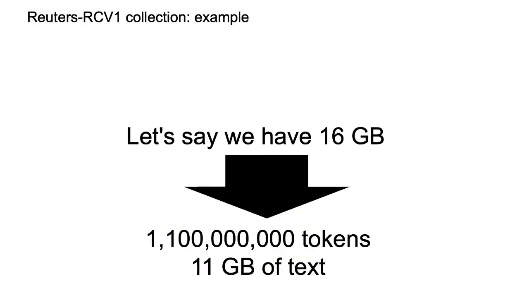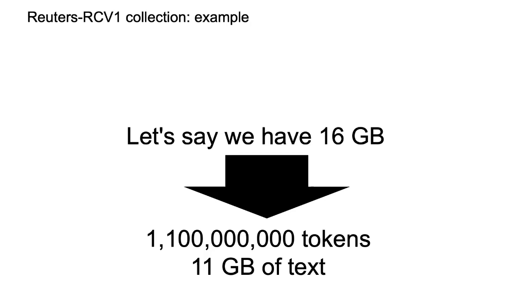Now, in another example, let's say we have 16 gigabytes of RAM. That's the working memory that we have. And now we are asking the question the other way around. So instead of giving you the size of the input and asking how much it is, I'm saying, okay, this is how much memory we have. What is the largest collection we can handle if we only have 16 gigabytes? So you just do the division, and you realize that you can handle up to 1,100 million tokens and up to 11 gigabytes of text, right?